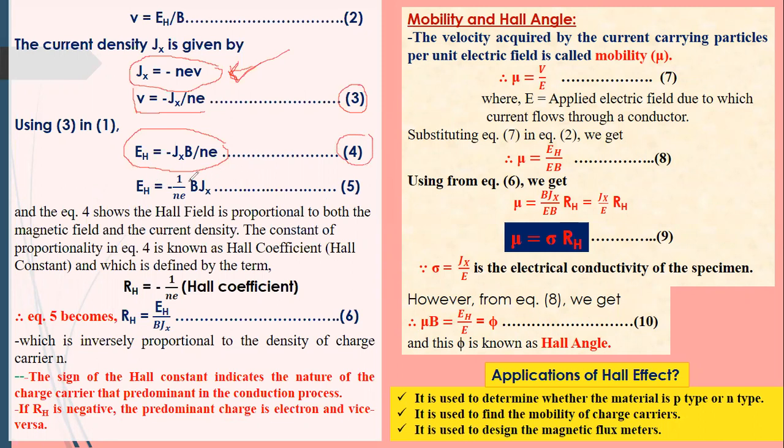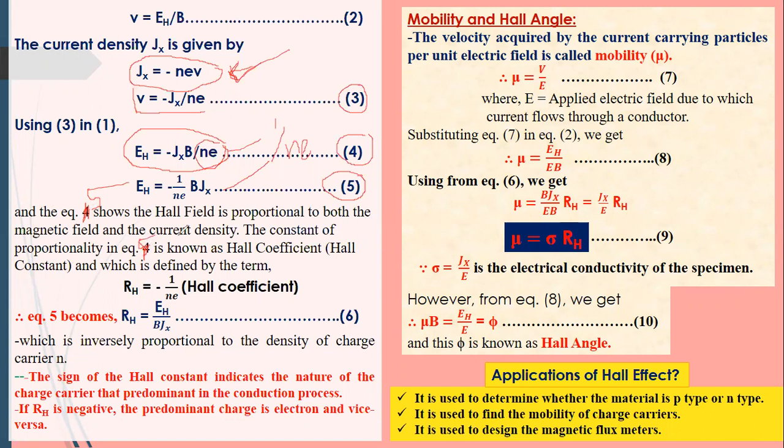After some rearrangement, if we separate out the Ne term in this way, that is 1 upon Ne, we get the equation EH is equal to minus 1 upon Ne times BJx. This is equation number 5. Here some typographical error was happening, so this is equation number 5.